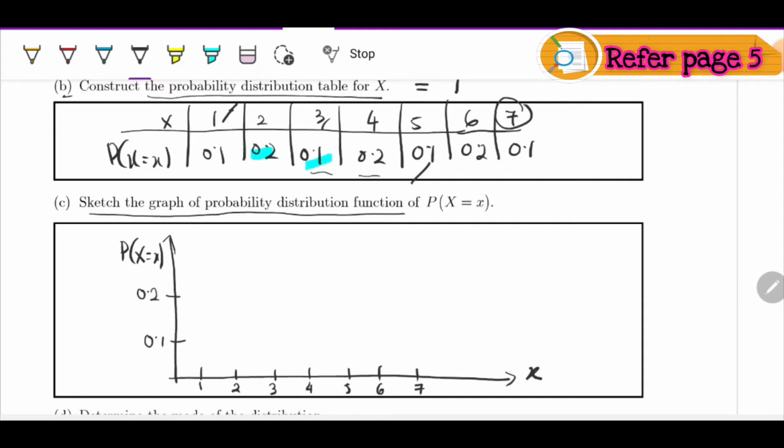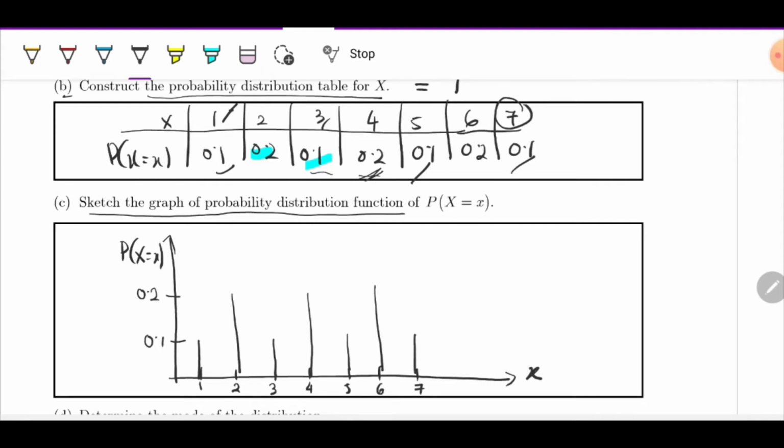So read from the table, when x equals to 1, the probability is 0.1. Draw a vertical graph. When x equals to 2, the probability is 0.2. When x equals to 3, the probability is 0.1. When x equals to 4, the probability is 0.2. When x equals to 5, the probability is 0.1. When x equals to 6, the probability is 0.2. And the last one is when x equals to 7, the probability is 0.1.